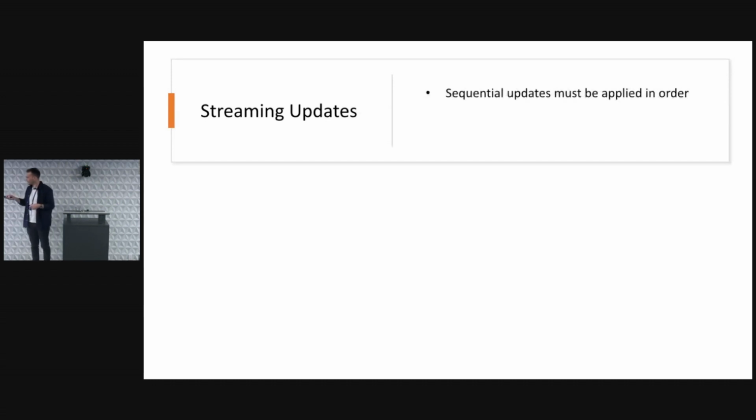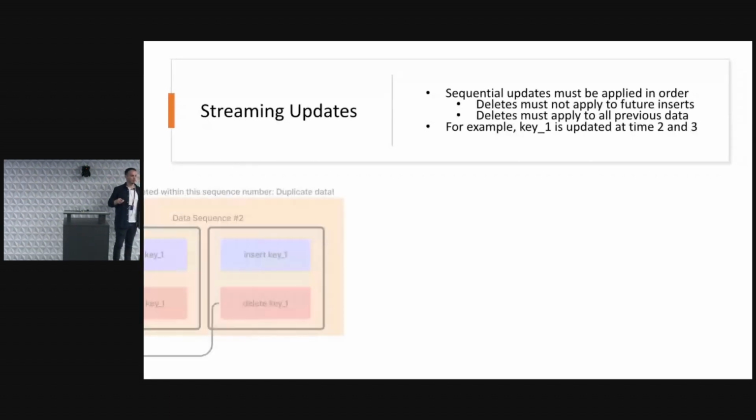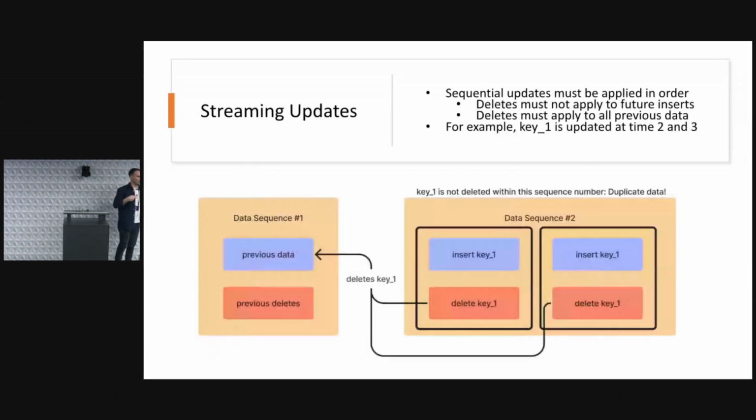We must apply these changes in order, otherwise deletes will be applied to the wrong data or won't be applied at all. If we take a simple example, we have key 1, updated at time 2 and 3, for example. That's going to be a delete and an insert. The wrong way to apply this would be, you have these 2 data changes, and your committer process, usually a separate process to reduce contention, could apply these in a single commit. Then you have a single data sequence number, let's say 2. As we mentioned before, the delete file is going to delete it from the previous data, so data sequence number 1, but it's not deleting it within data sequence number 2. So you end up with duplicate data.